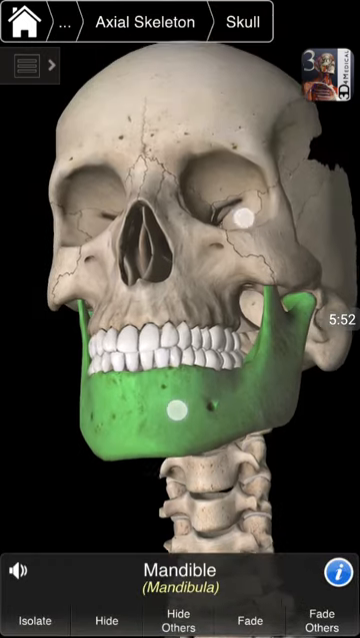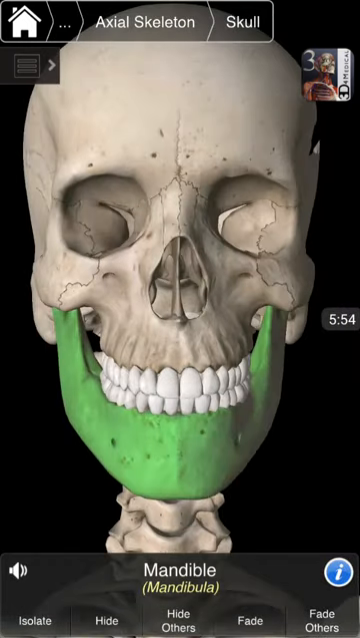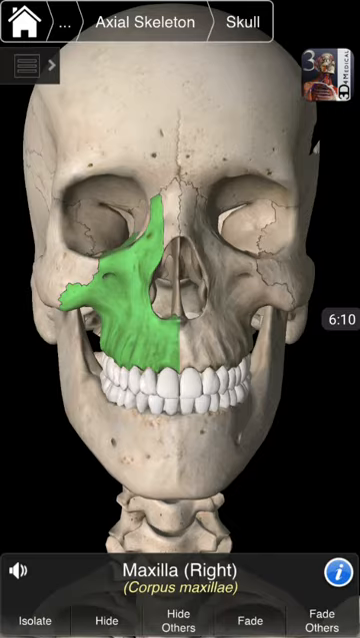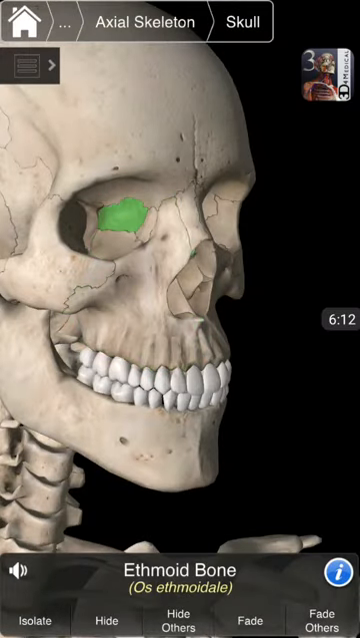Out of these bones, a few bones are pneumatic. Pneumatic means they have got air cells within them, just to make the weight of the skull lighter. Such bones are like maxilla. Then we have got ethmoid, as we all know that ethmoid has got anterior, middle, and posterior ethmoidal air cells.